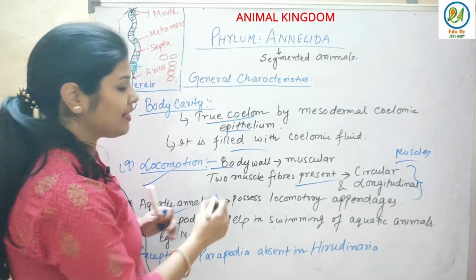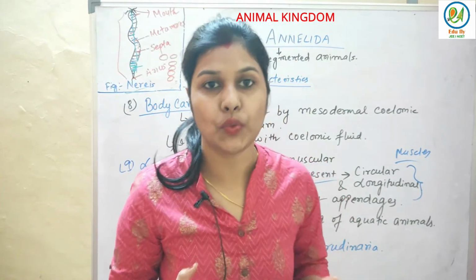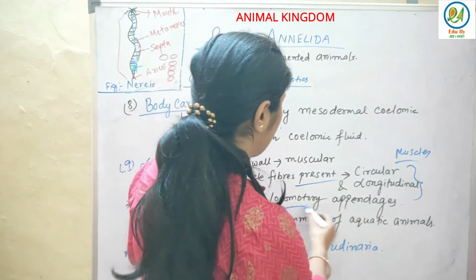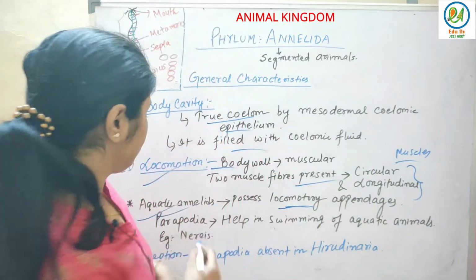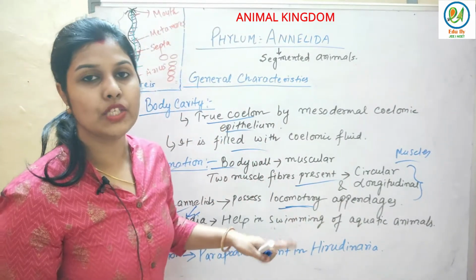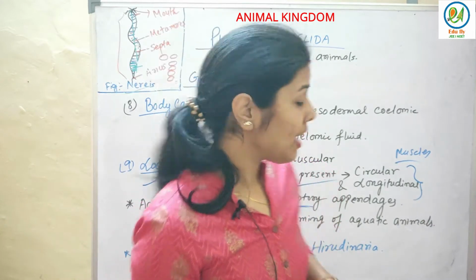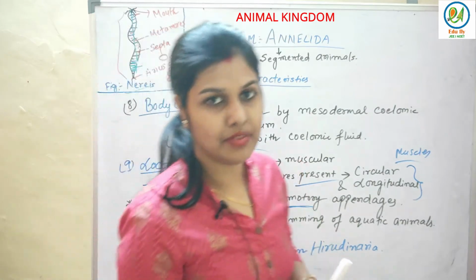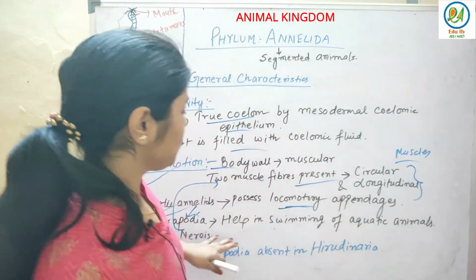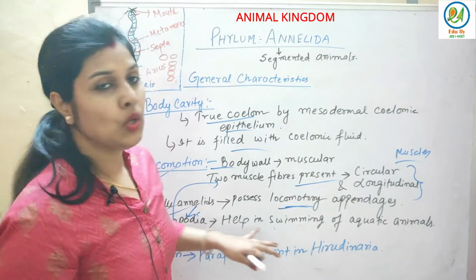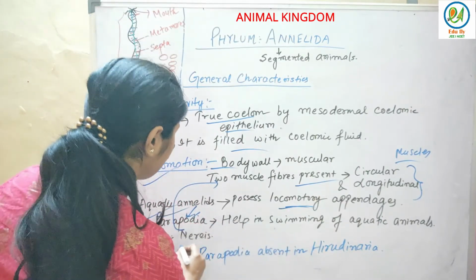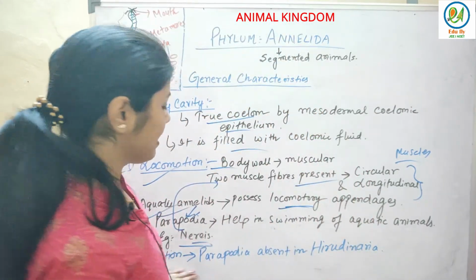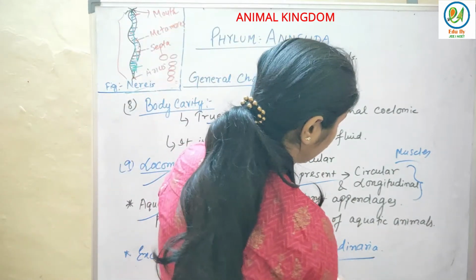See, aquatic annelids, how do they swim? They possess locomotory appendages and they are nothing but parapodia. See, parapodia. And this helps in the swimming of aquatic annelids. Fine. And how they swim is that this parapodia take the help of these two muscle fibers. With the help of muscle fibers they swim, and parapodia helps in the swimming of aquatic animals. Example is Nereis, but there is always an exception. I always tell you.